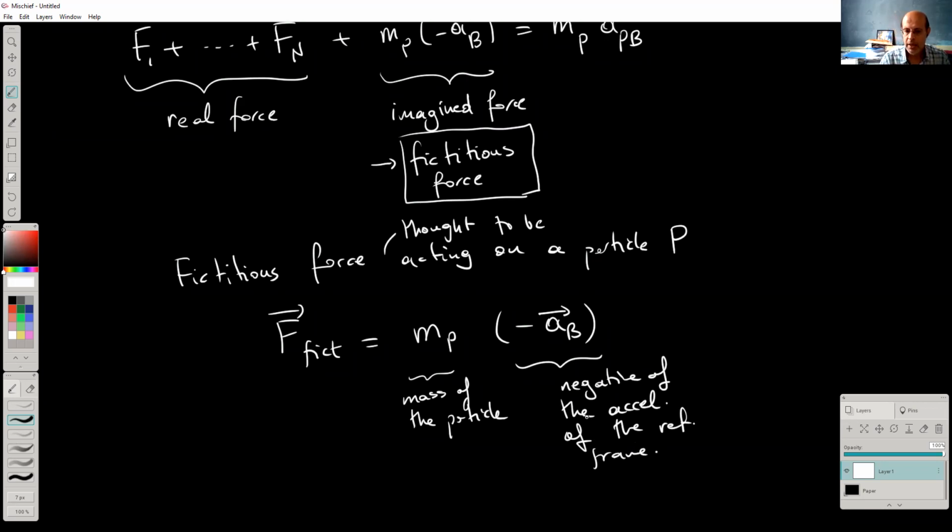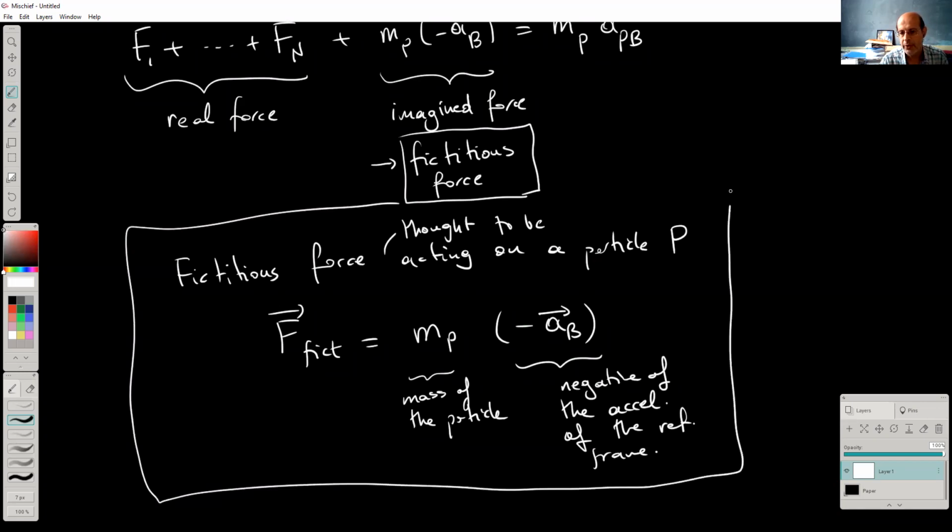That's perhaps confusing because to compute the fictitious force, I have to somehow bring together the properties of two different things. One is the mass of an object, and the other one is a property of the reference frame. It's not an acceleration of the particle or anything like that. It's the acceleration of something that's unrelated to the particle. It's the acceleration of the reference frame.